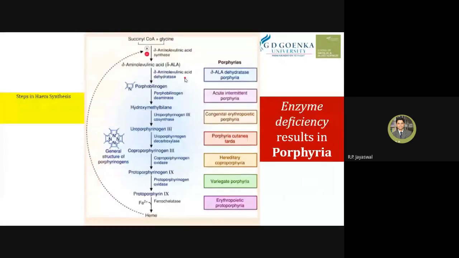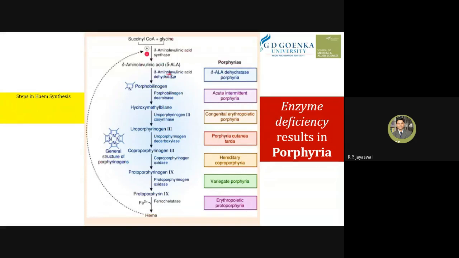So enzyme deficiency is this. These are the different enzymes which catalyze a particular reaction. You can see, enzyme deficiency results in different types of porphyria. You can see the delta ALA dehydratase porphyria, acute intermittent porphyria, or erythropoietic porphyria. There are different types of porphyria based on the deficiency of a particular enzyme in the heme biosynthesis.